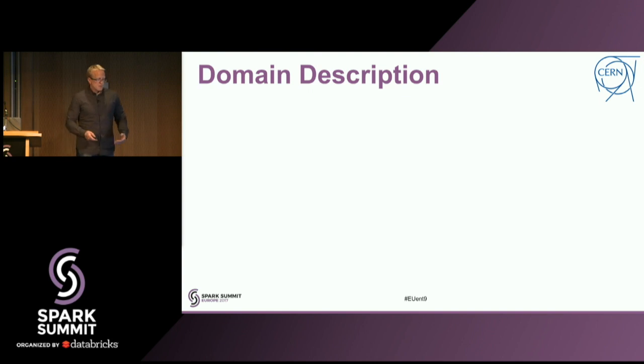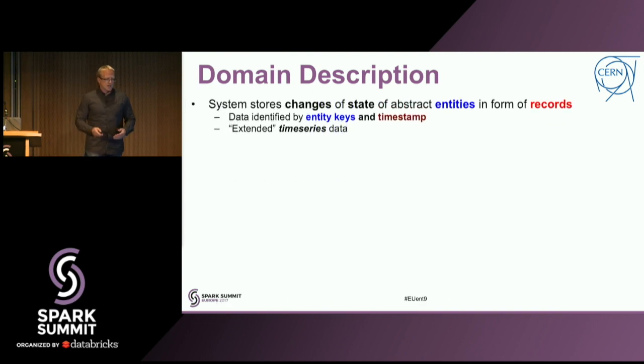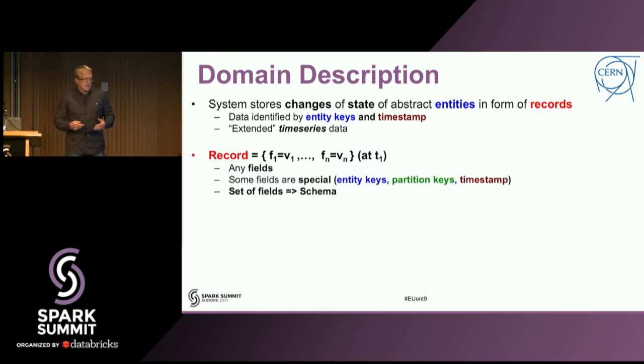Just to recap on the domain again, the system stores changes of state of some abstract entities in the form of records that are identified by entity keys and timestamp. So this is an extended data series, time series data. Then a record can have an arbitrary number of fields, where some fields are special: the entity keys, partition keys, and timestamp.